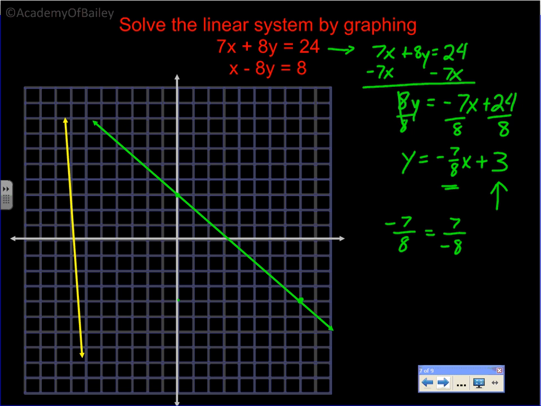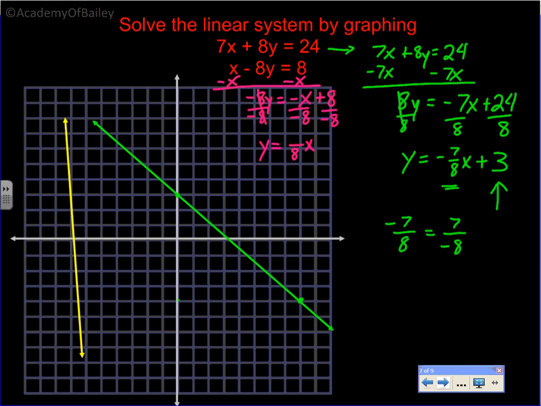Let's look at the second equation now. What do I have to do to get y by itself? I'm going to subtract x from both sides. And so that leaves me negative 8y is equal to negative x, and that's a positive 8, so we put plus 8. Divide everything by negative 8 to get y by itself. And so we're left with y is equal to a negative divided by negative makes a positive.